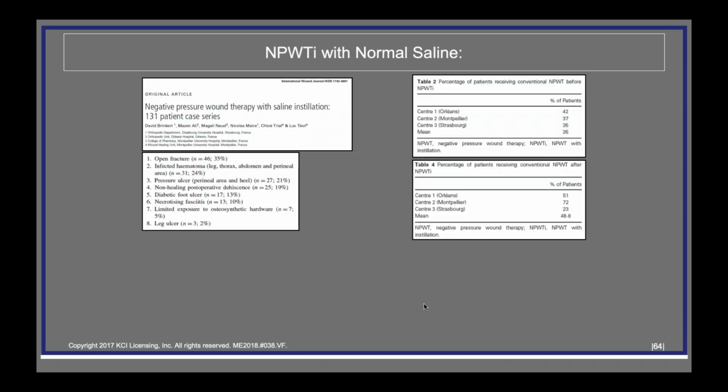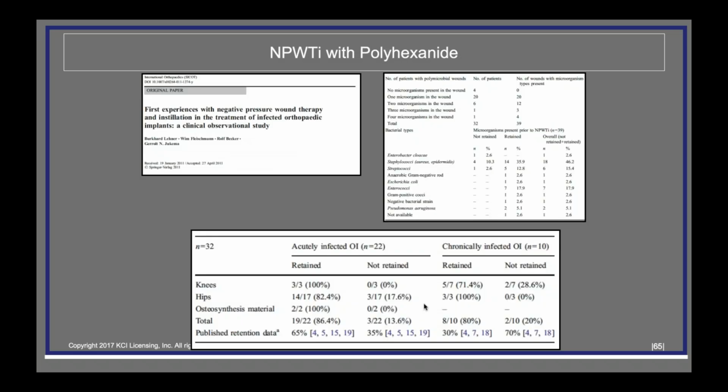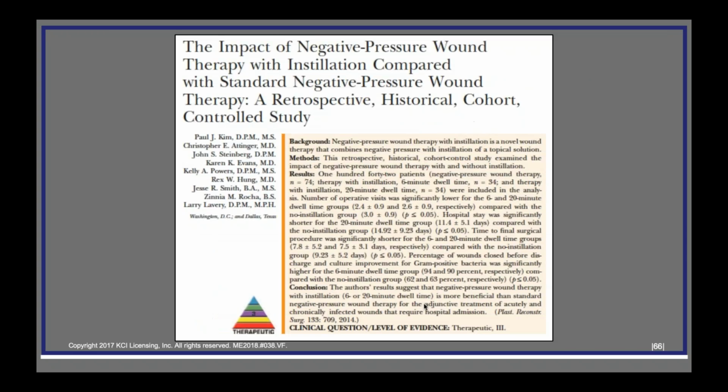We have instillation therapy. This is Luke Teo's series of 131 wounds, and he showed a 98% closure rate on a variety of wound types, including diabetic foot ulcers, using instillation therapy. This is Burkhard Lehner's paper looking at salvage of total joints, which also showed a higher percentage of salvage of acutely and chronically infected total joints using instillation therapy versus that of the published literature. This is our first study, published in PRS, and this really embarked us on a journey in understanding this therapy.